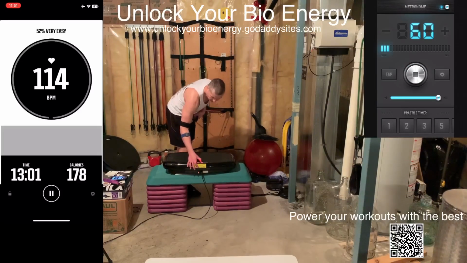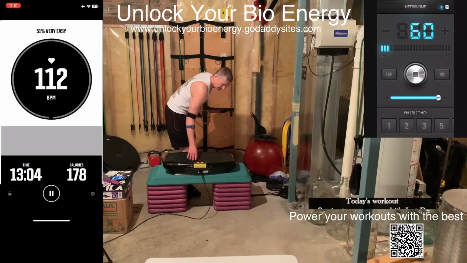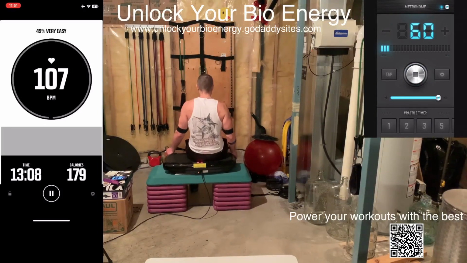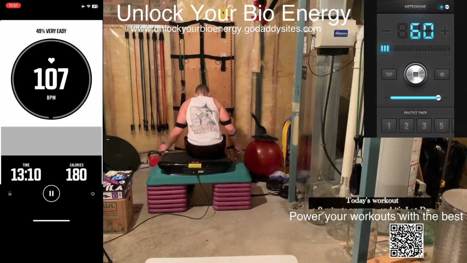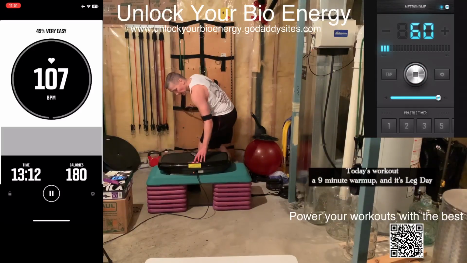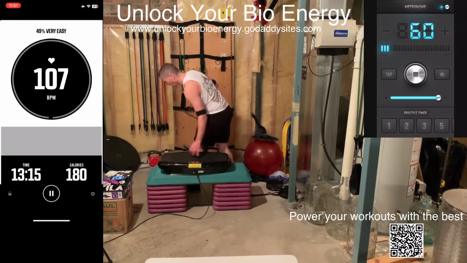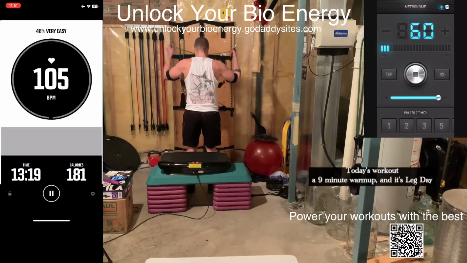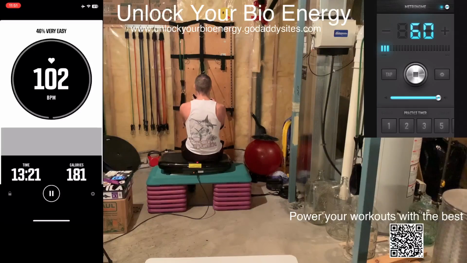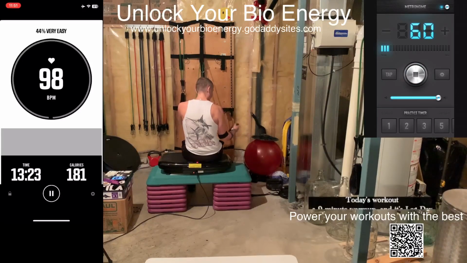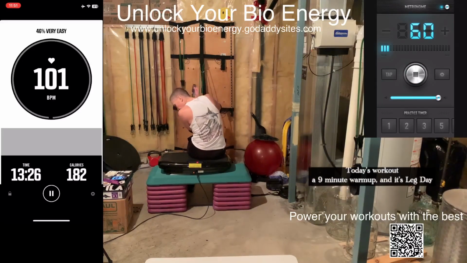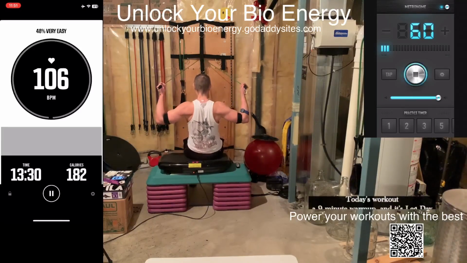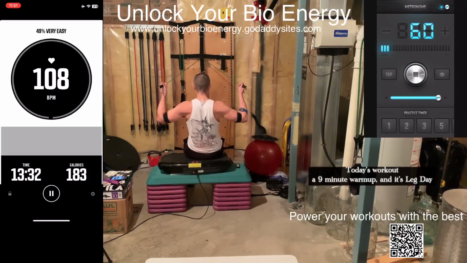Turn the vibration plate on. I'm just going to check that it's in the right spot where I want it to be. Okay. There we go. So, I'm going to grab a second band here, holding it in my hands. And let's begin. Here we go. So this is working the rear deltoids.